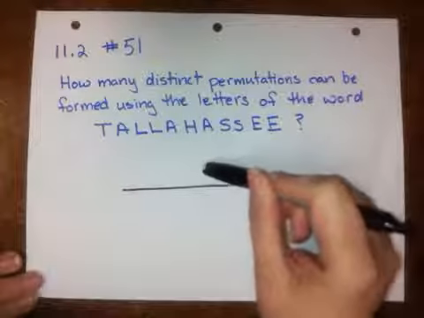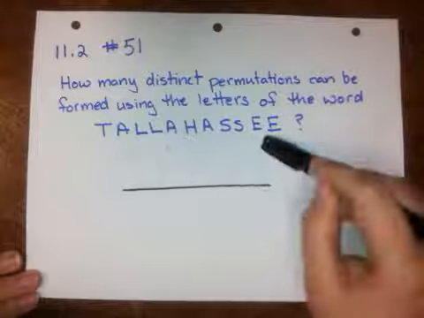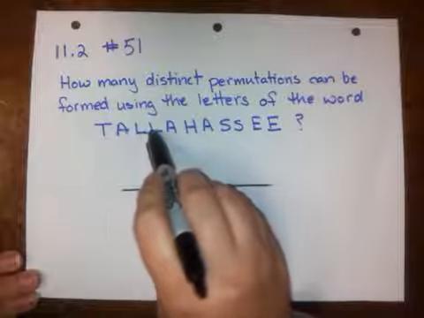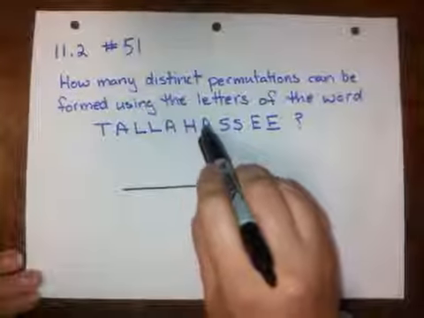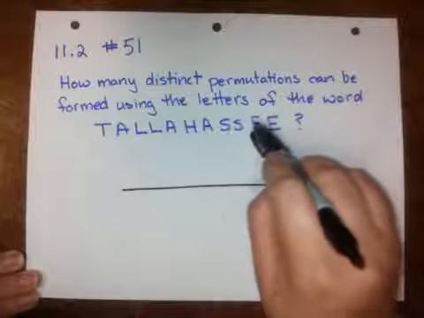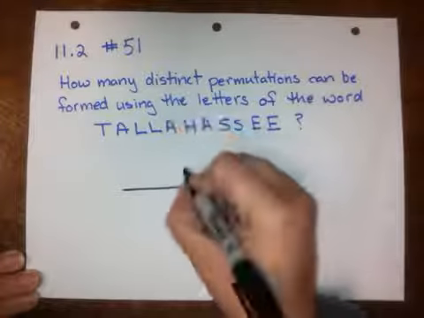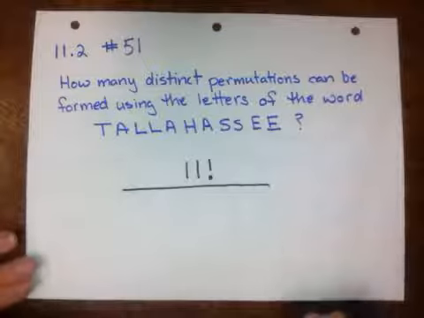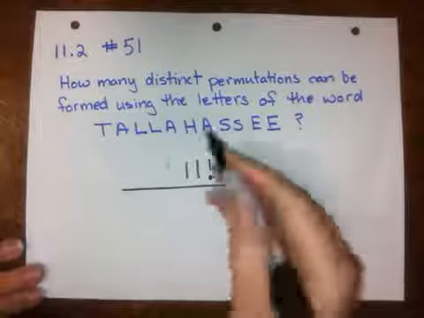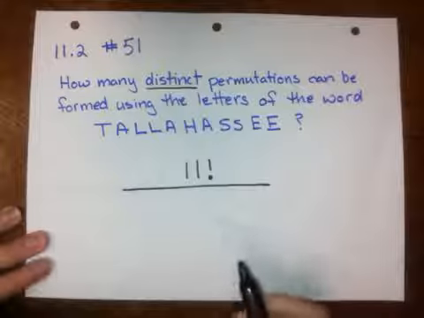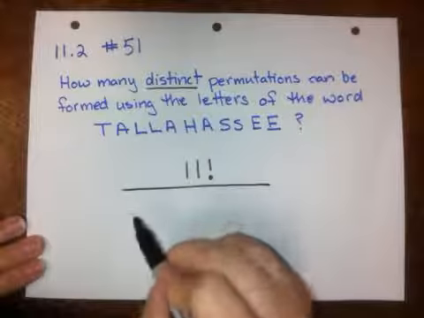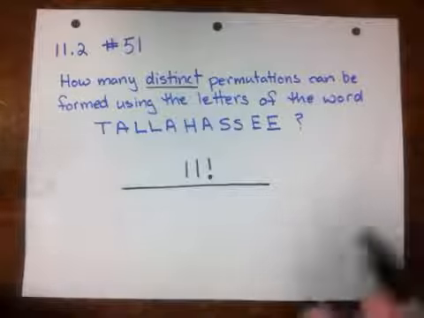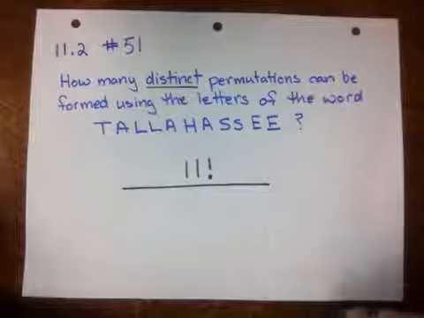And to figure out what factorial that is, we need to count all of the letters in the word. So in this case, we have 1, 2, 3, 4, 5, 6, 7, 8, 9, 10, 11 letters. So the top of our fraction is going to be 11 factorial. Now for the bottom of the fraction, the question's asking for distinct permutations. That means that the double letters and I guess triple letters in here are going to cause a problem because they won't make distinct permutations. So we need to take those into account.